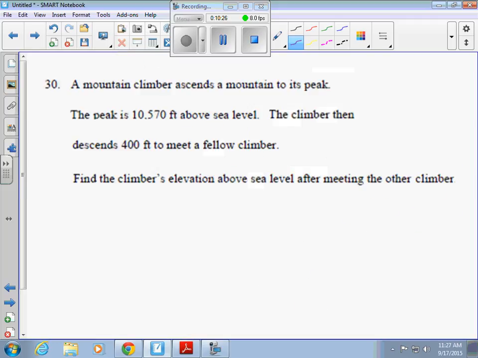Number 30 says a mountain climber ascends. You got to know what that word means, everybody. Ascends. Goes up. The peak is 10,500 feet above sea level. It says he ascends to the peak, so that's where he's at.